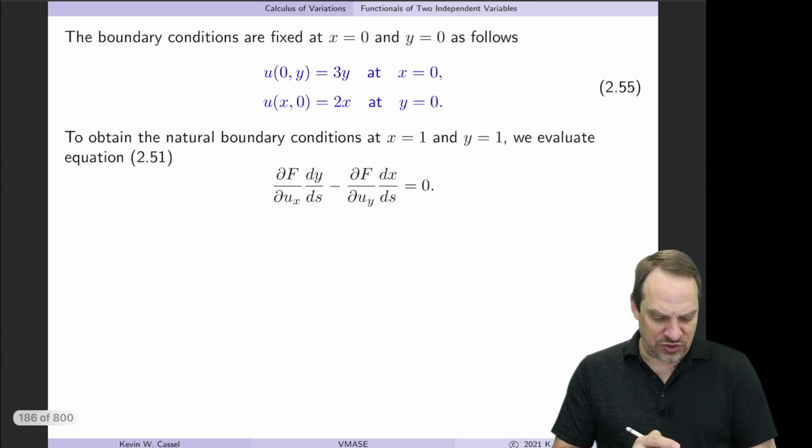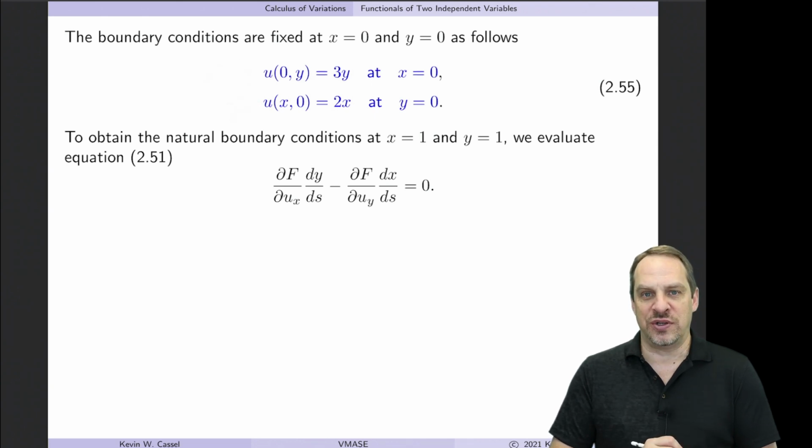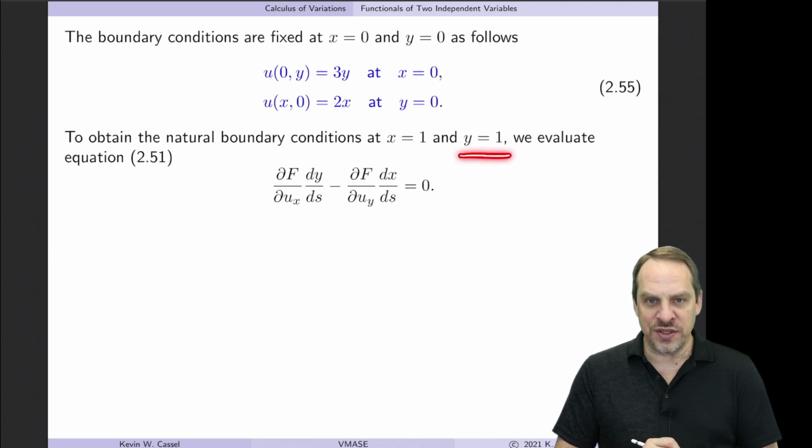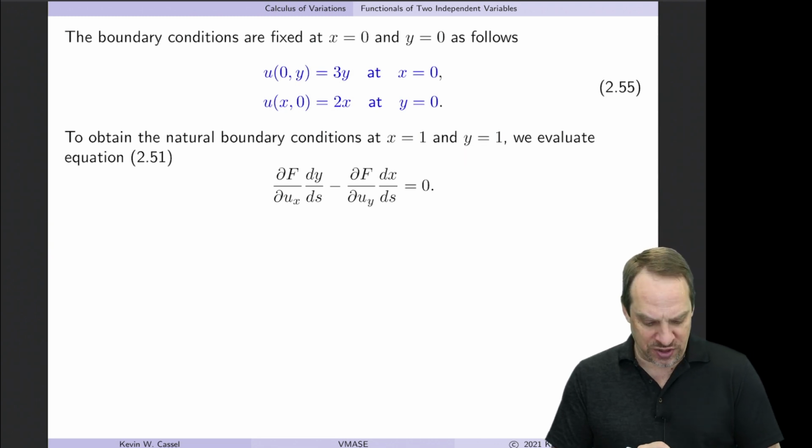And then the boundary conditions. We know that they are fixed on the left and the bottom, so x is equal to 0 and y is equal to 0. So those are done. No need to do anything there. But now we need to evaluate the natural boundary conditions on the right boundary when x is equal to 1, and on the top boundary when y is equal to 1.